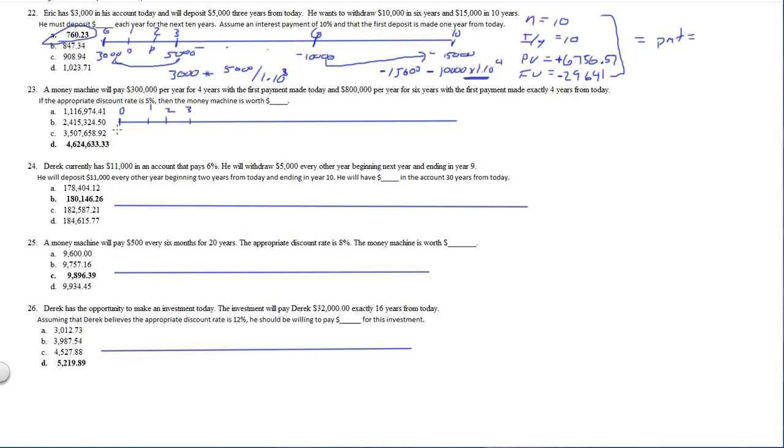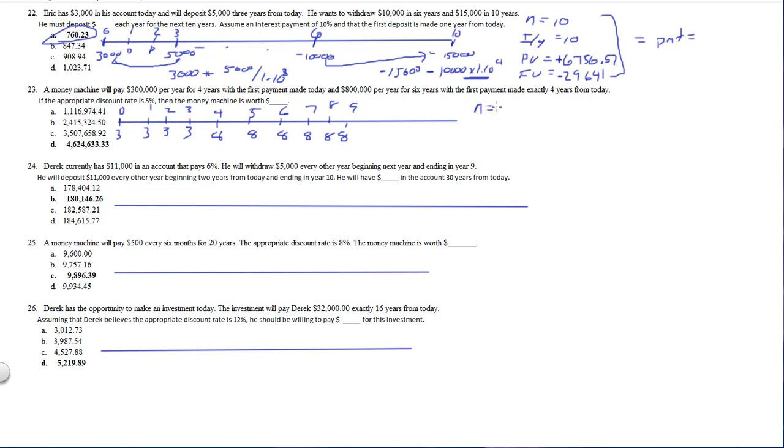So for 3, I'm just going to put 3 for 300,000. I get $300,000 a year for 4 years with the first payment made today. And then the first payment made in year 4, and I get 6 of them, so that's 4, 5, 6, 7, 8, 9. That's 800,000. So I have 2 annuities I need to add together.